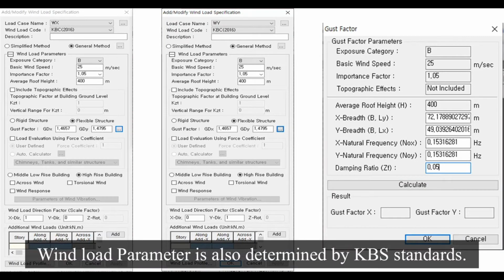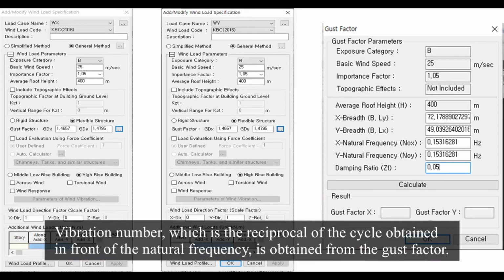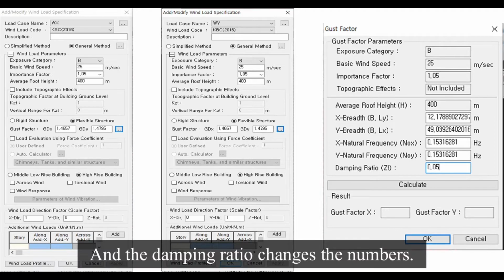Wind load parameter is also determined by KBS standards. Vibration number, which is the reciprocal of the cycle obtained in front of the natural frequency, is obtained from the gust factor. And the damping ratio changes the numbers.